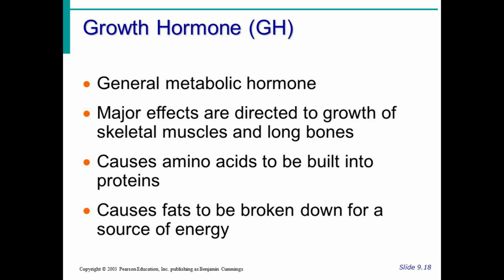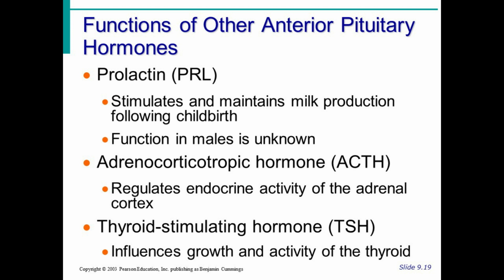So it is generally a metabolic hormone. It causes amino acids to be built into protein and causes fats to be broken down for a source of energy. I know that glucose is a source of energy, but sometimes the fats in our body are converted if not enough glucose is taken by our body. So, functions of other anterior pituitary hormones, which are the prolactin, adrenocorticotropic hormone, and the thyroid stimulating hormone.